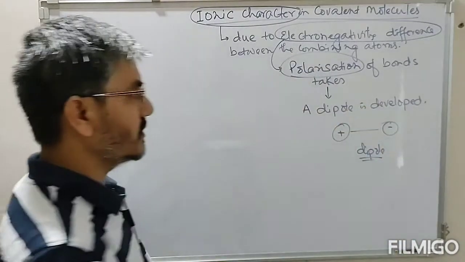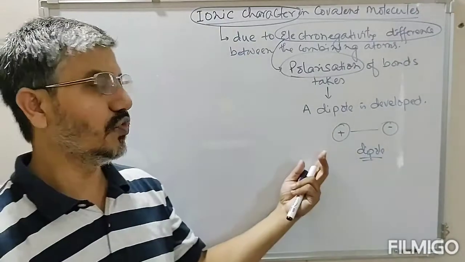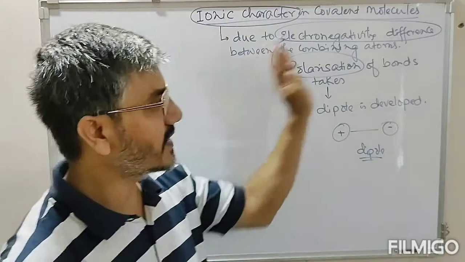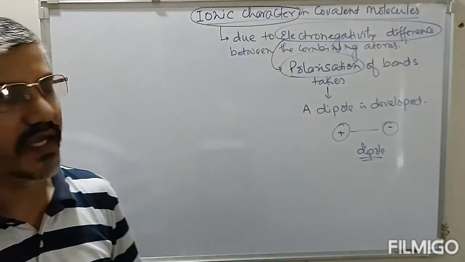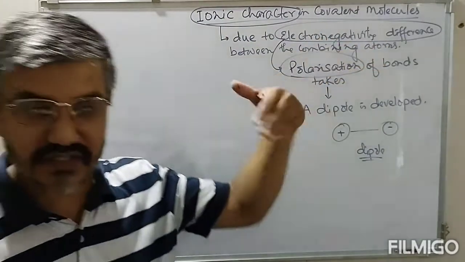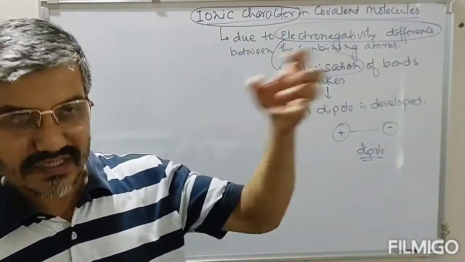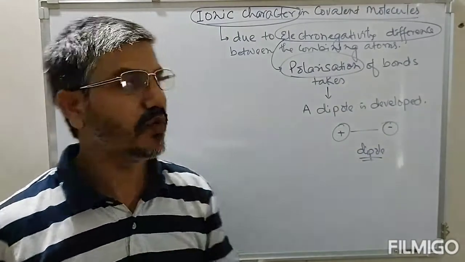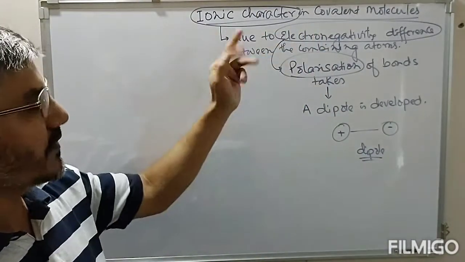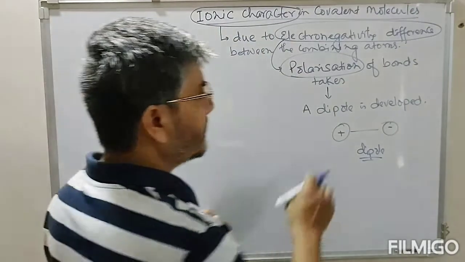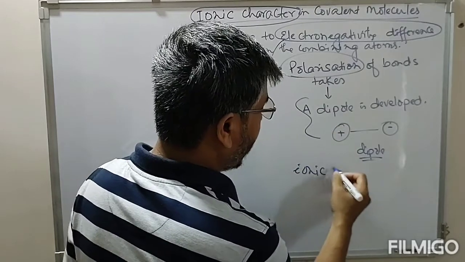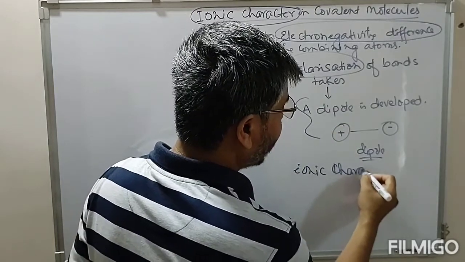So this development of dipole in a covalently bonded molecule is what we call as polarization of bond, and this polarization of bond is due to the electronegativity difference between the combining atom. So this polarization in a covalently bonded molecule due to electronegativity difference, this is the cause of ionic character. So the moment we have this dipole developed, so this shows ionic character.